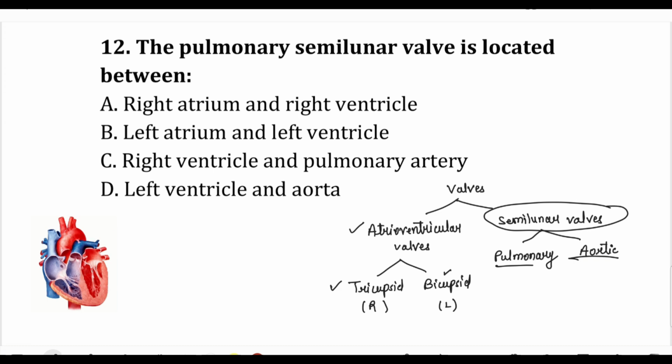Understand it like this. After the blood enters the right ventricle, it needs to reach the lungs for oxygenation. From the right ventricle, blood reaches the pulmonary trunk through a valve known as the pulmonary semilunar valve. It is present in between the right ventricle and the opening of the pulmonary artery. The pulmonary semilunar valve opens when the right ventricle contracts and closes immediately afterwards to prevent the blood from flowing back into the ventricle. So, children, the answer here is the right ventricle and the pulmonary artery.